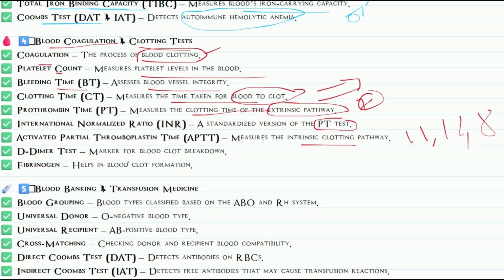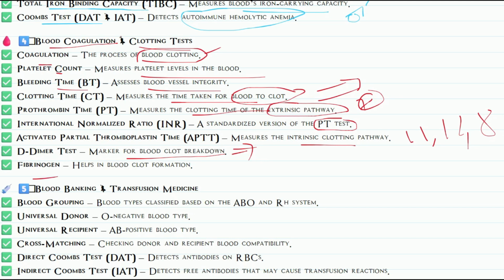Anyway, D-dimer test, a marker for blood clot breakdown. When a blood clot forms, the body automatically breaks it down, and at that time it releases D-dimer. So we can test with the D-dimer kit whether there is a breakdown of clot. So it is very important in case of DIC also, right?